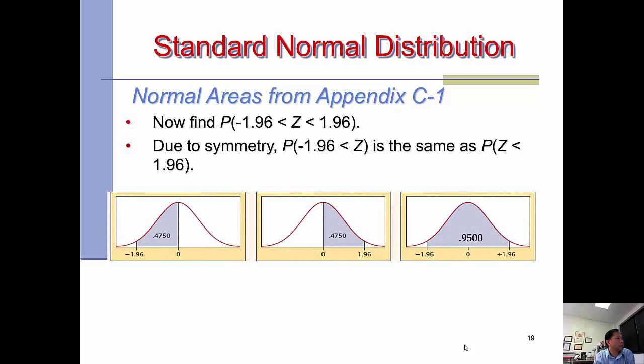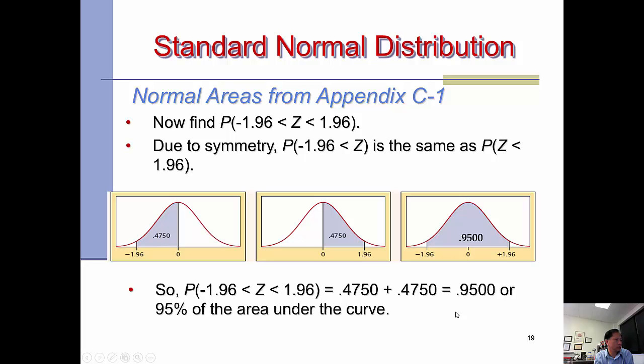Now, what is the probability of between minus 1.96 and plus 1.96? Because we know this normal distribution is symmetrical, from minus 1.96 to 0 should be the same as from 0 to 1.96. If this is 0.4750, this should be 0.4750 as well, right? So between minus 1.96 and plus 1.96, we add these two up. That gives you 0.9500, and that's 95% of the curve.